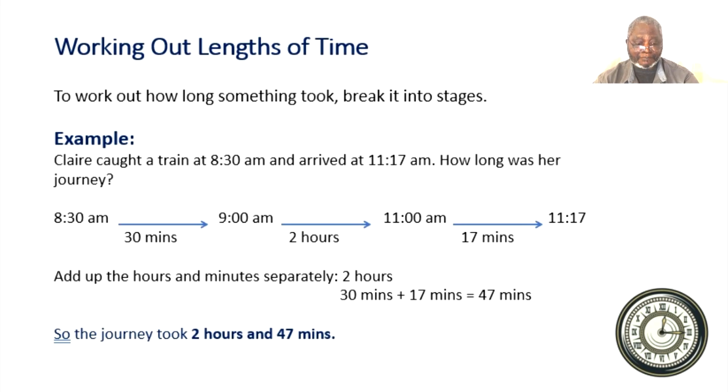The total time. So 8:30 add 30 minutes will take you to 9 a.m. Add 2 hours will take you to 11 a.m. and then add the remaining 17 minutes will take you to 11:17. Add up the hours and minutes separately. 2 hours is there. Then 30 minutes plus 17 minutes is 47 minutes. Then you can answer your question now. So the journey took 2 hours and 47 minutes.